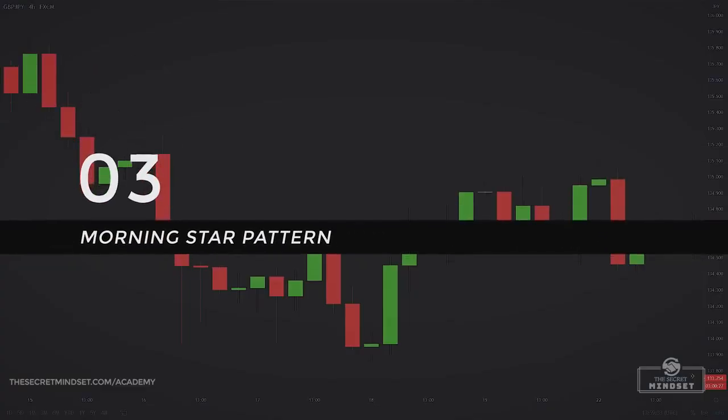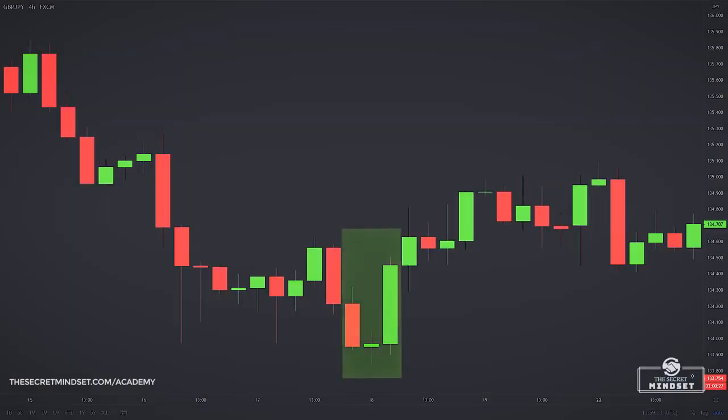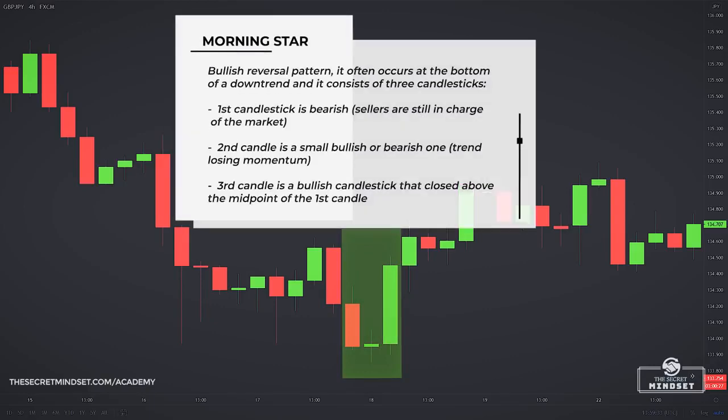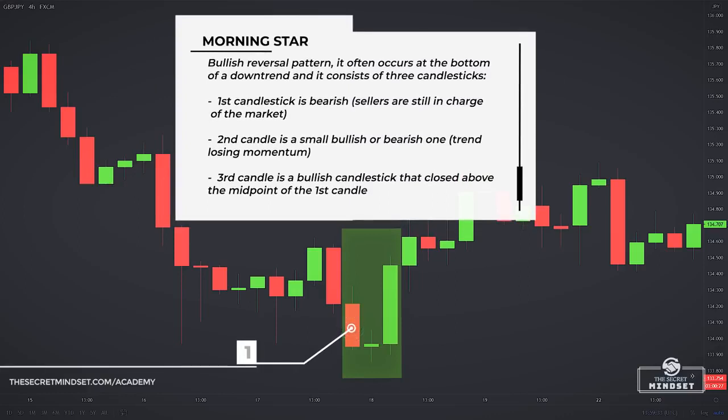Third pattern is the morning star. The morning star pattern is considered a bullish reversal pattern. It often occurs at the bottom of a downtrend, and it consists of three candlesticks. The first candlestick is bearish, which indicates that sellers are still in charge. The second candle is a small one, which represents that sellers are in control, but they don't push the market much lower, and this candle can be bullish or bearish.